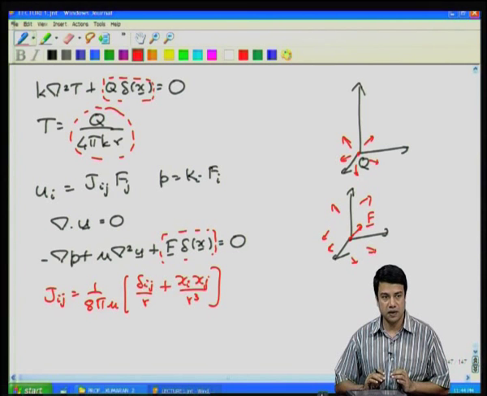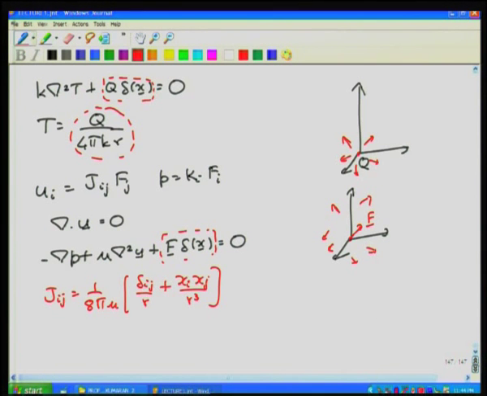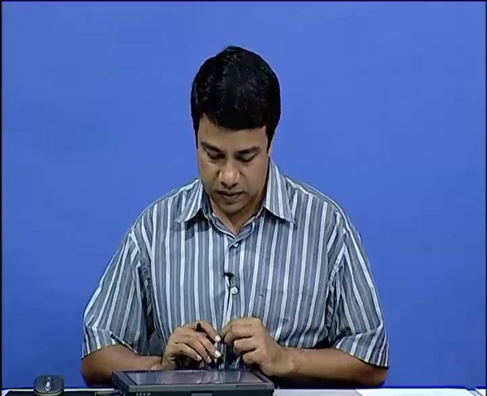So, this is a solution due to a point force. The velocity field decays as 1 over r as you go away from the surface. The pressure field of course goes as 1 over r square in this case. So, these are the equivalents of the solution for a point force. This is what you would see if you were sufficiently far away from the object.